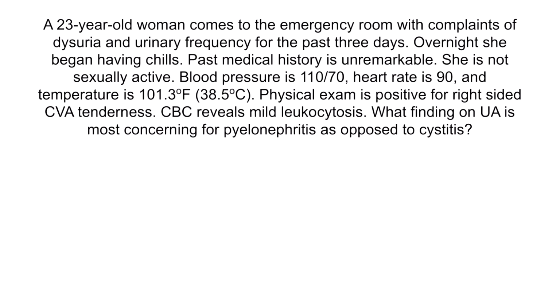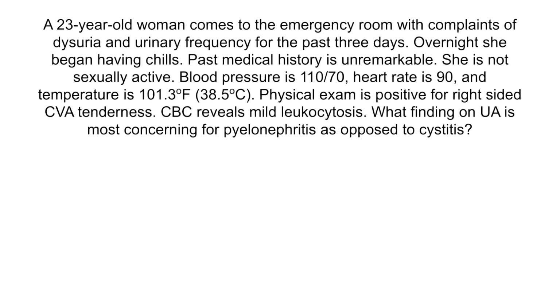Let's try a practice question. A 23-year-old woman comes to the emergency room with complaints of dysuria and urinary frequency for the past 3 days. Overnight, she began having chills. Past medical history is unremarkable. She is not sexually active. Blood pressure is 110/70, heart rate is 90, and temperature is 101.5 degrees Fahrenheit, or 38.5 degrees Celsius.